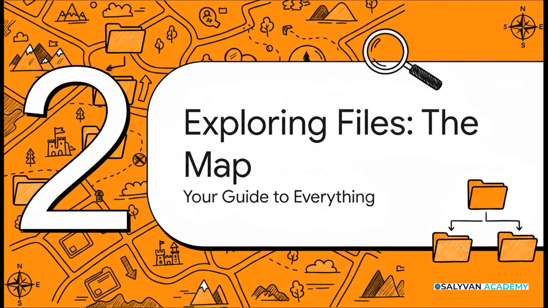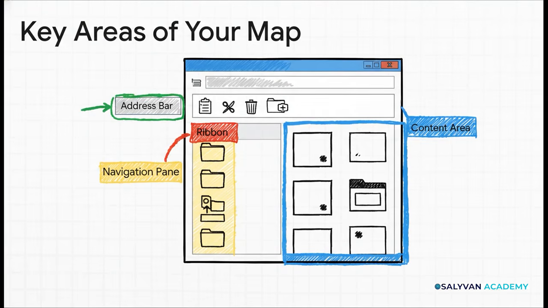So you've got this huge archive. How in the world do you get around? Well, you need a map. And on your computer, that map is called File Explorer. This is your command center. It's the tool you'll use to see, open, and manage every single thing we just talked about. So let's take a quick tour of this map.